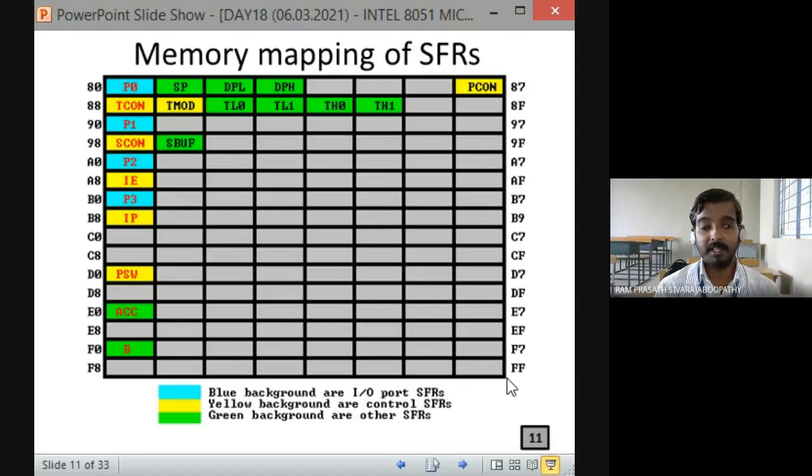The internal RAM memory has 128 bytes. It is divided into 3 areas: register bank area, bit addressable RAM area, and general purpose RAM area. The other 128 address locations are mapped for SFRs. In that we have only 21 SFRs mapped. The remaining address space is not mapped for anything in the Intel 8051. The blue highlighted things are for IO ports, the yellow are control SFRs, and the green are other SFRs. That's it.